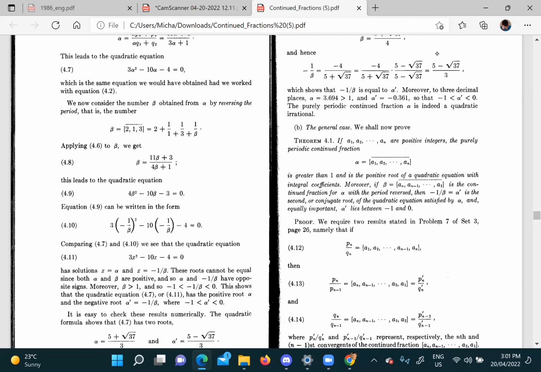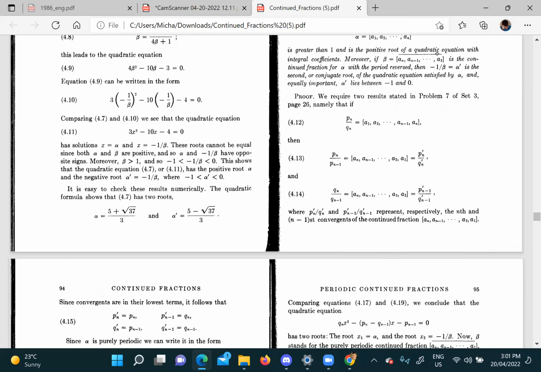Okay, why is there primes? Why is there prime there? They represent the nth and n minus 1st convergent. Yeah, it's just like the other continued fraction of beta, the reverse. So if you just do Pn on Pn minus 1, you get the reverse.